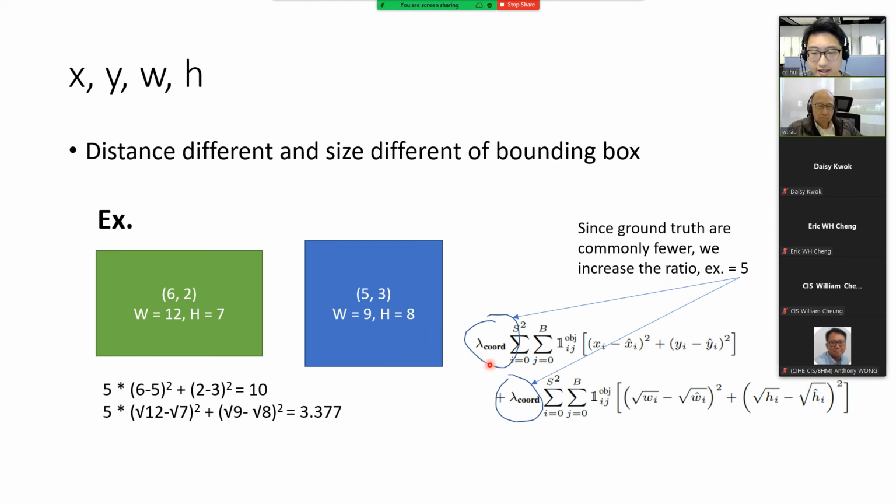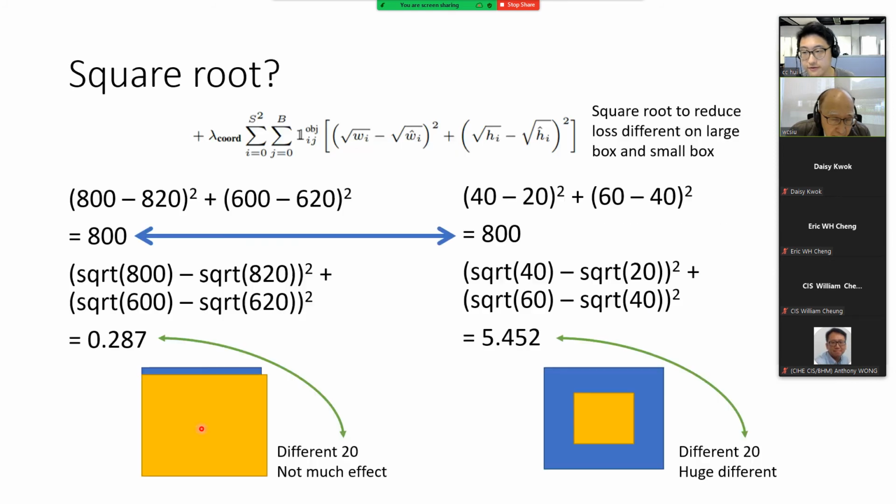But here we look at the lambda, which is how we increase the ratio. Why? Because the boxes that include a ground truth are commonly fewer than the boxes that don't include a ground truth. So we want to increase its ratio, and here we set it to 5. Here I have 2 boxes for example again, so you know why it looks like this. It's an easy and very simple square root loss function, so I won't talk about it in detail, just simple math.